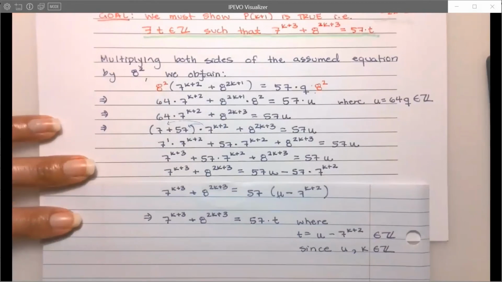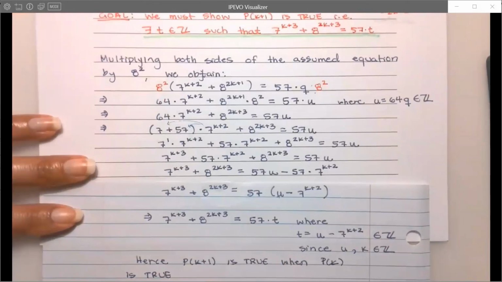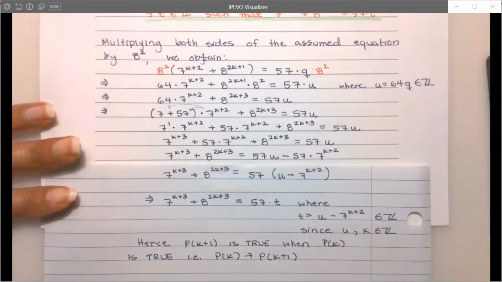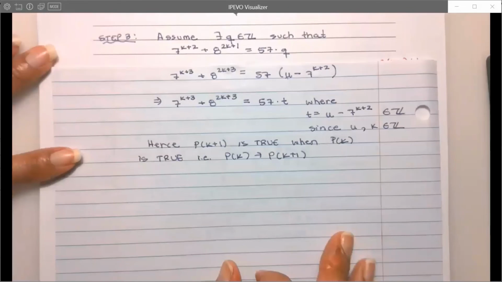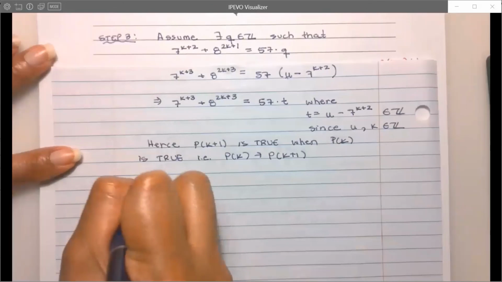Okay, so hence p of k plus 1 is true when p of k is true. So i.e. p of k implies p of k plus 1. All right, now for the final step. The final step is to simply say, by mathematical induction, p of n will be true for all non-negative n.